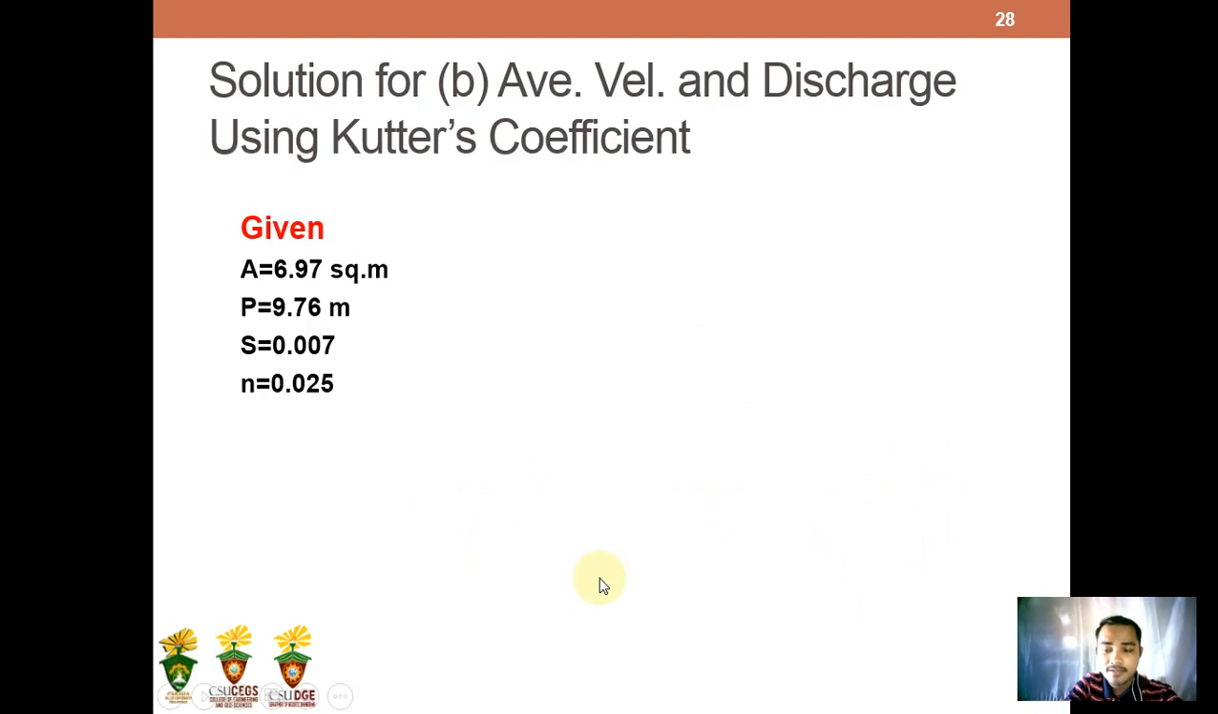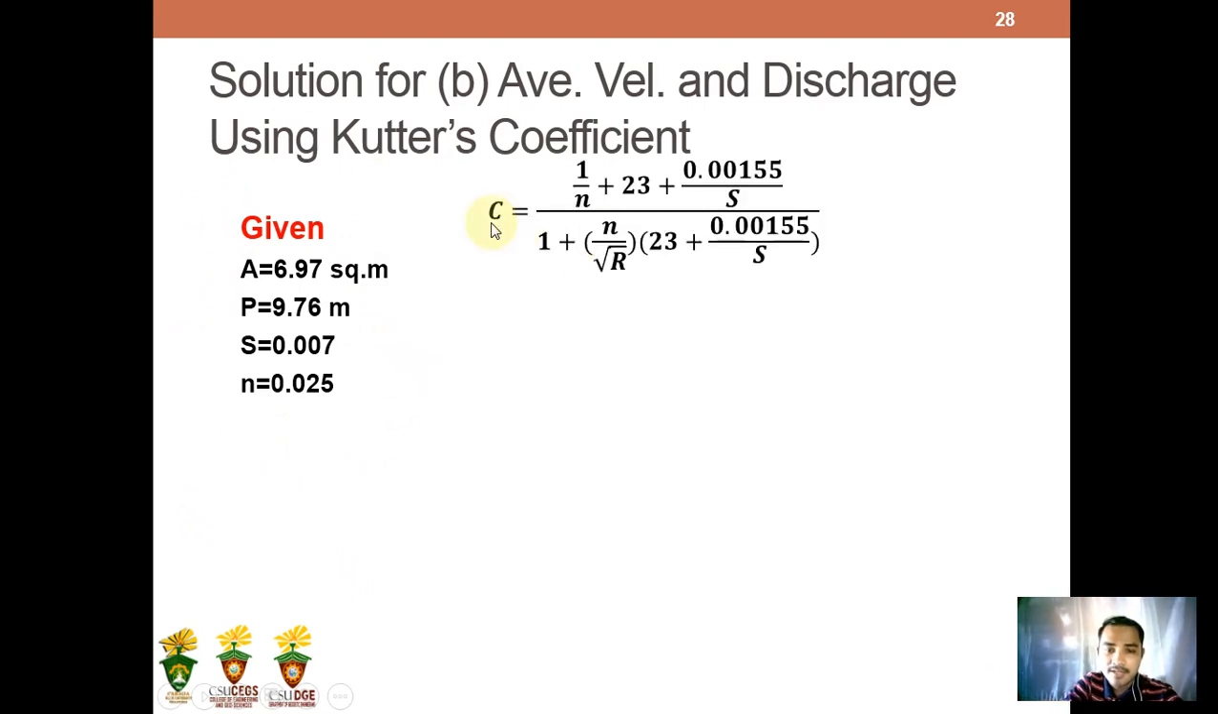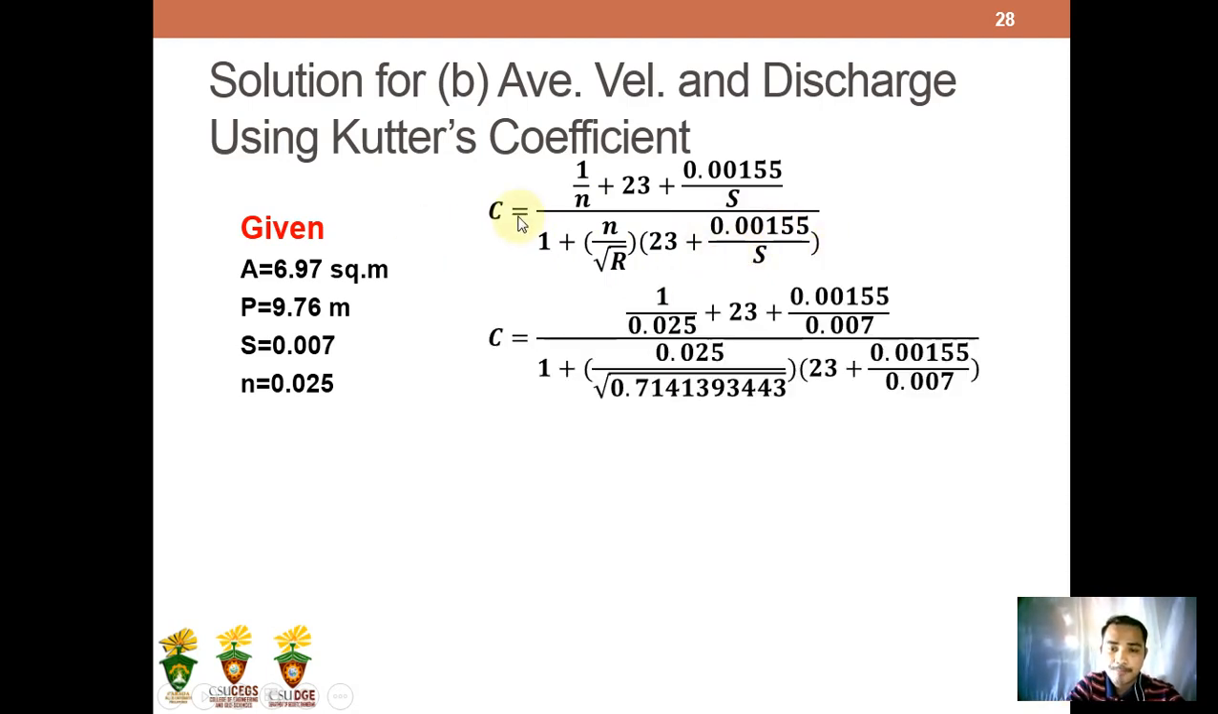For letter B, the question is the average velocity and the corresponding discharge using Kutter's coefficient. Again, we have here the given. First we need to determine Kutter's coefficient, or C, which is this formula: 1 over n plus 23 plus 0.00155 over S, all over 1 plus the quantity of n over the square root of R times 23 plus 0.00155 over S. Substitute the value for the specific variables.